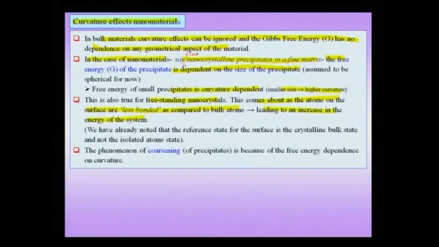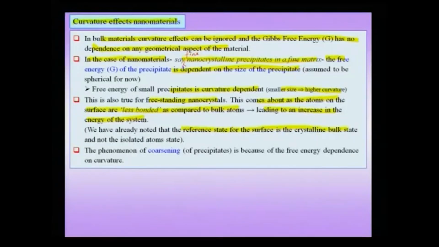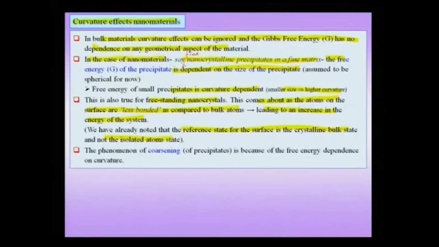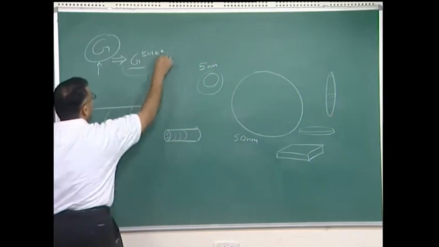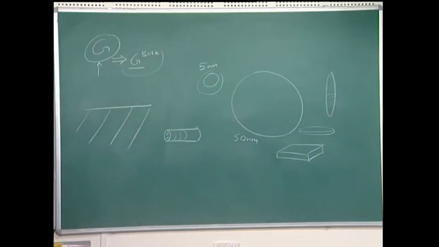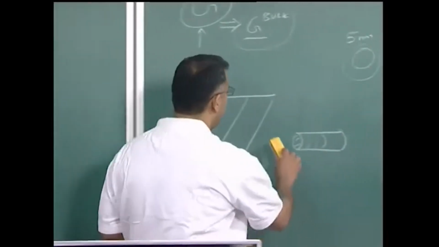Now, of course, when I am talking about an increased energy or lowering of energy, we have already noted before that the reference state for the surface is the crystalline state and not the isolated atom state. So, when I am saying it is higher energy, I am assuming that I am comparing the free energy of this particle with the free energy of a bulk crystalline solid and not with the unbonded state wherein the atoms are far apart. Okay. Now, why should curvature actually determine your bondedness? We will draw a schematic to understand this.